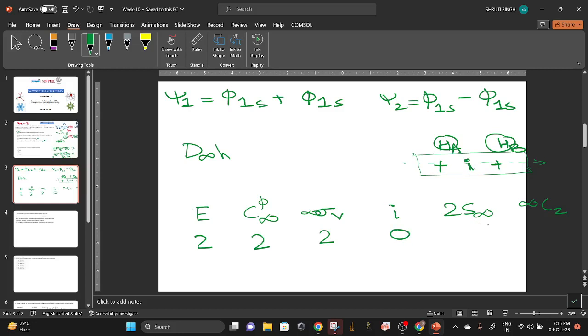Similarly, C infinity, S infinity will be 0, and C2 is perpendicular. So if you put C2 perpendicular here, these two will change place. So this is also 0. So this is the reducible representation for this. Now we want to know which irreducible representations it consists of.